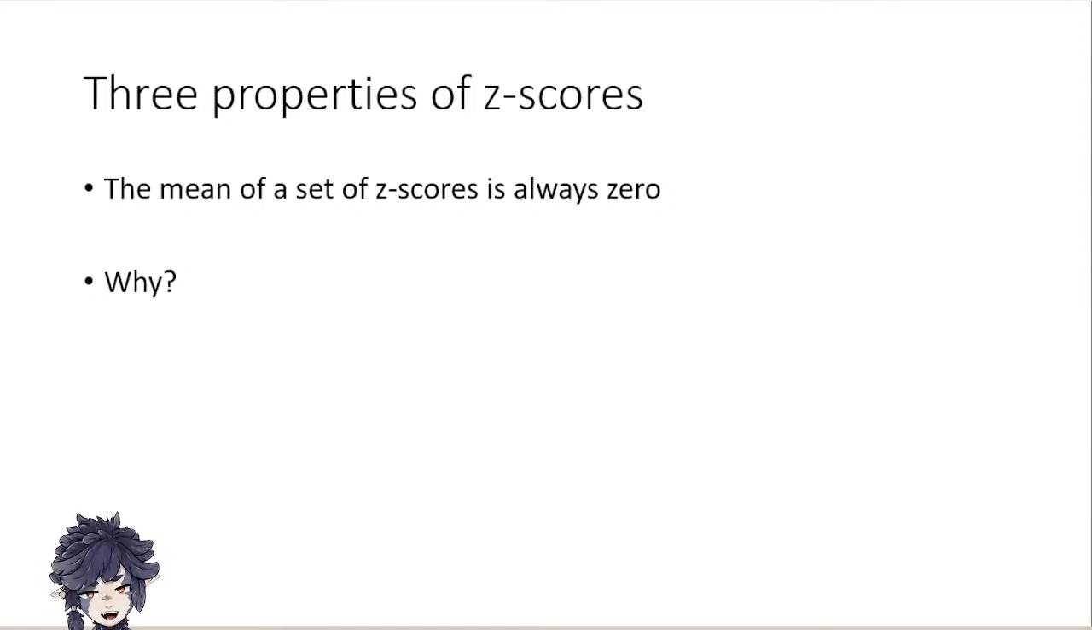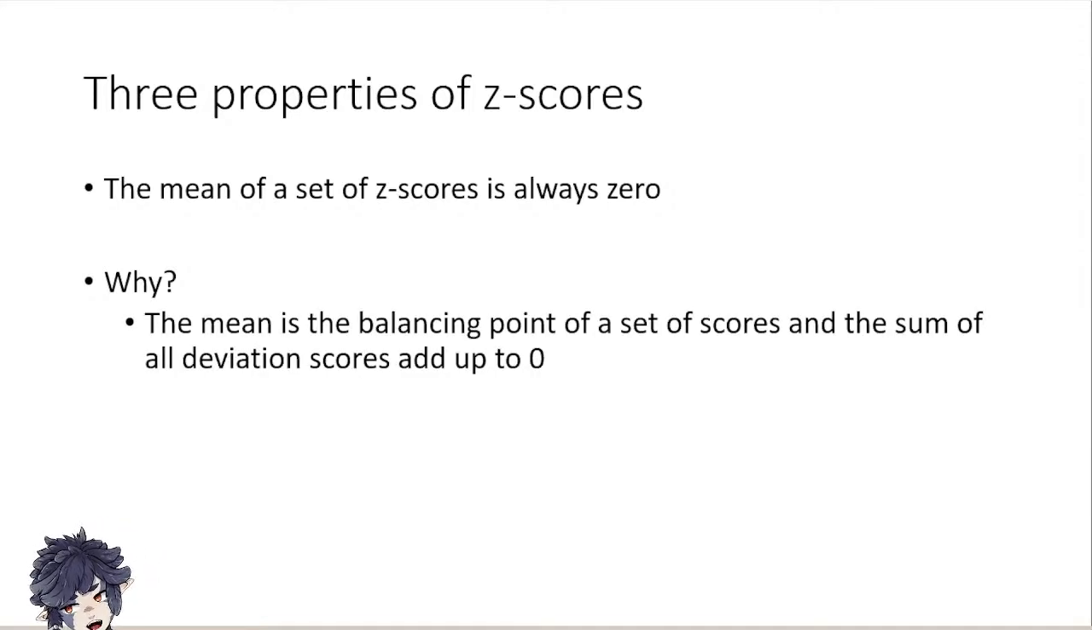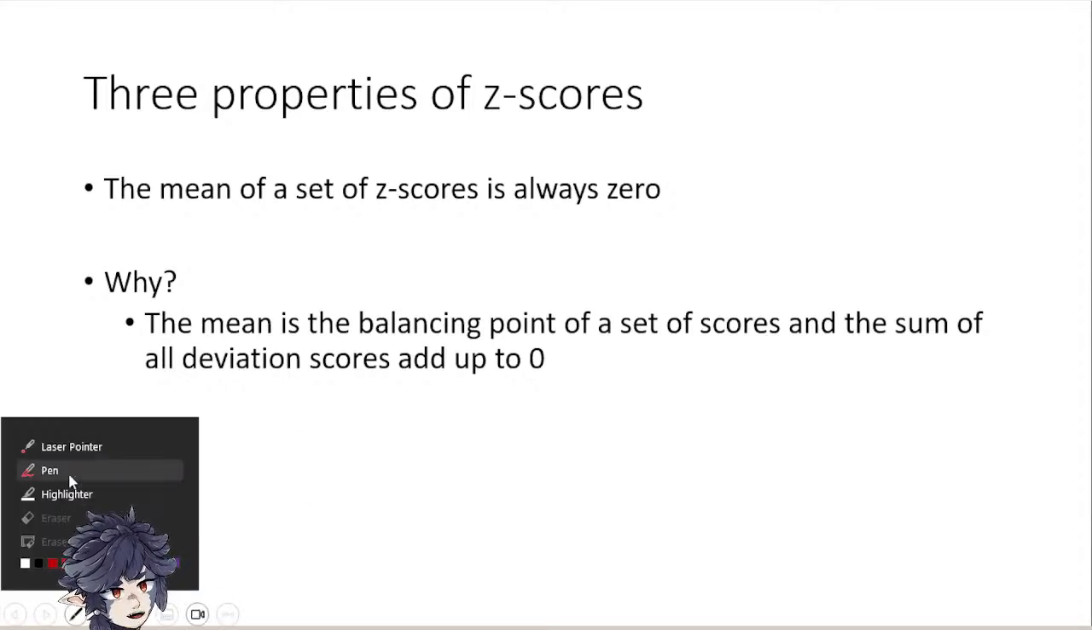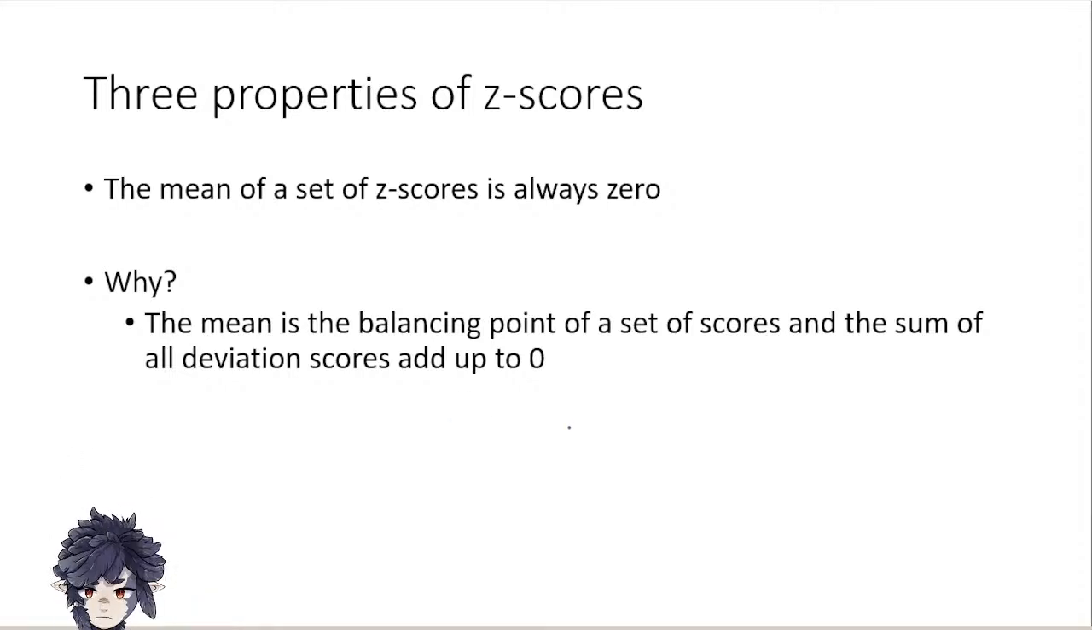First things first, the mean's the balancing point of the set of scores, and the sum of all standard deviation scores add up to 0. What this means is that essentially half of people are going to be above the mean, half of people are going to be below the mean because of how the mean is calculated. If you add it all up, you'll get the mean. And I think I can also explain this through the formula.